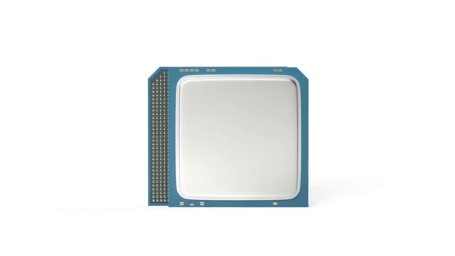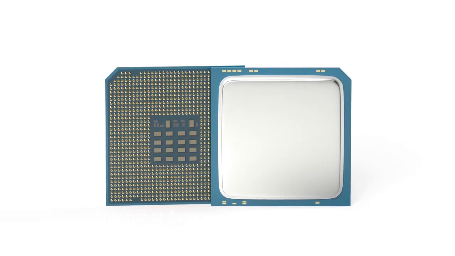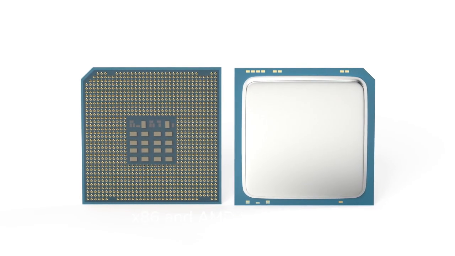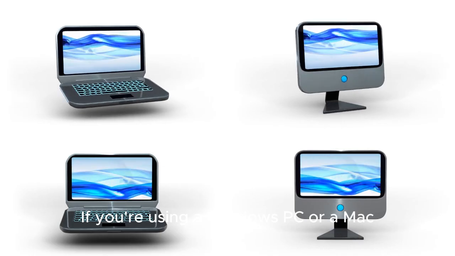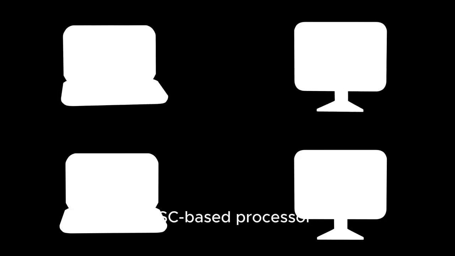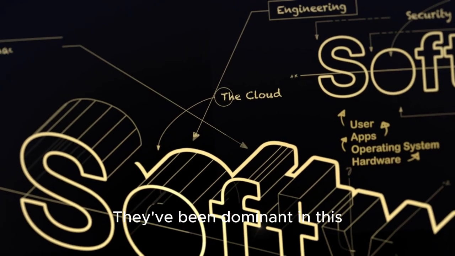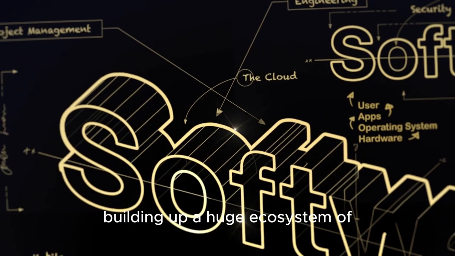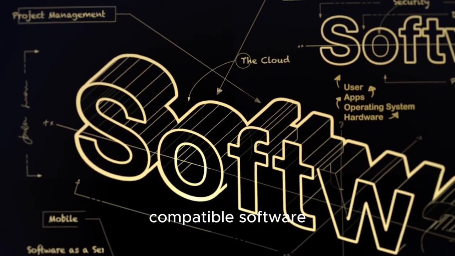So, where do we see these in the real world? This is where it gets really interesting. The most famous examples of CISC are the Intel x86 and AMD processors that power the vast majority of desktop and laptop computers. If you're using a Windows PC or a Mac, you're almost certainly using a CISC-based processor. They've been dominant in this space for decades, building up a huge ecosystem of compatible software.